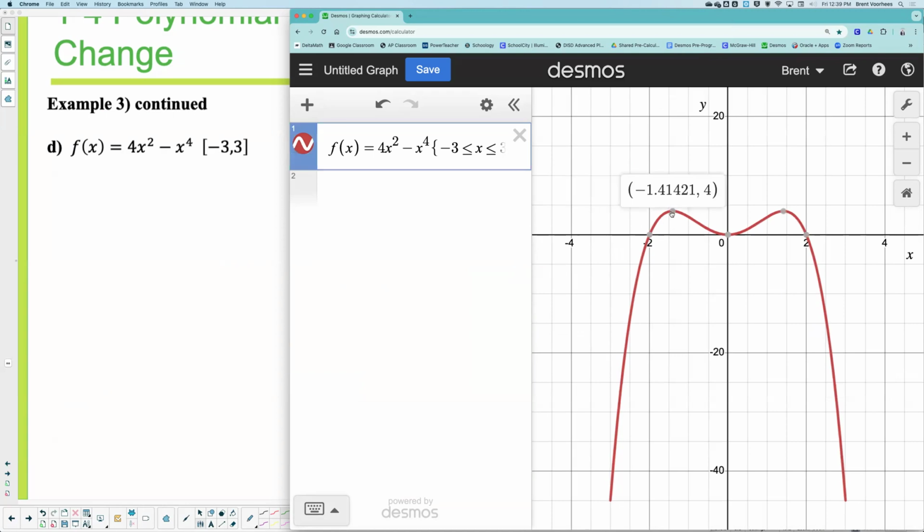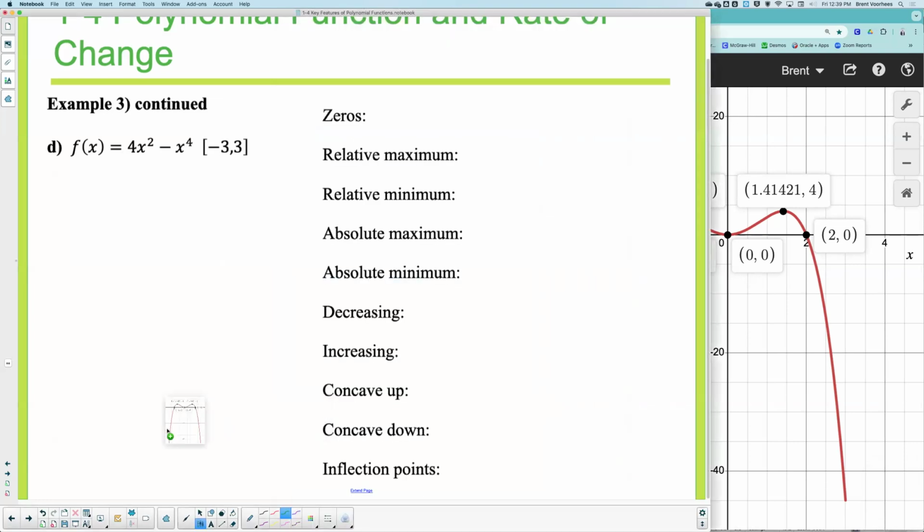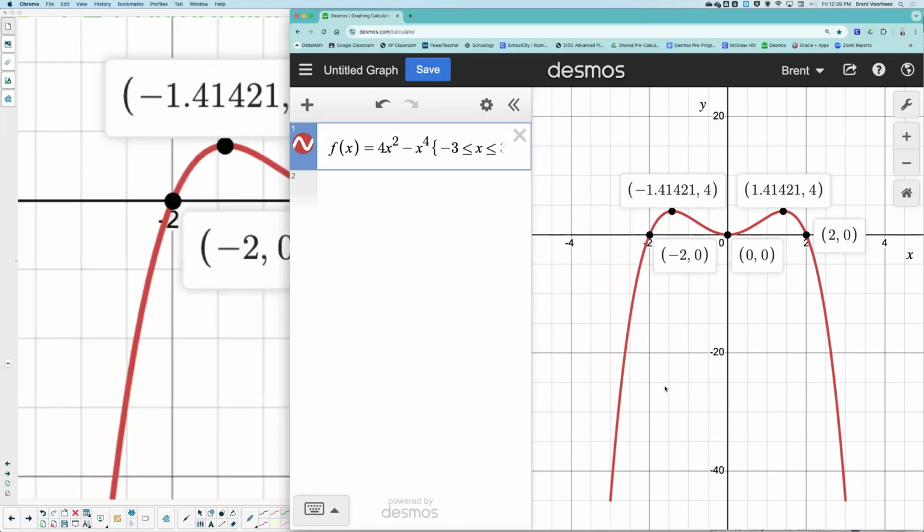Okay, I want to click on the button for the key values, the critical points is what they're called. I think I got all of them. It won't let me click those two, so I'll take a picture of that. And I'm going to come back and fix the equation here in a second.